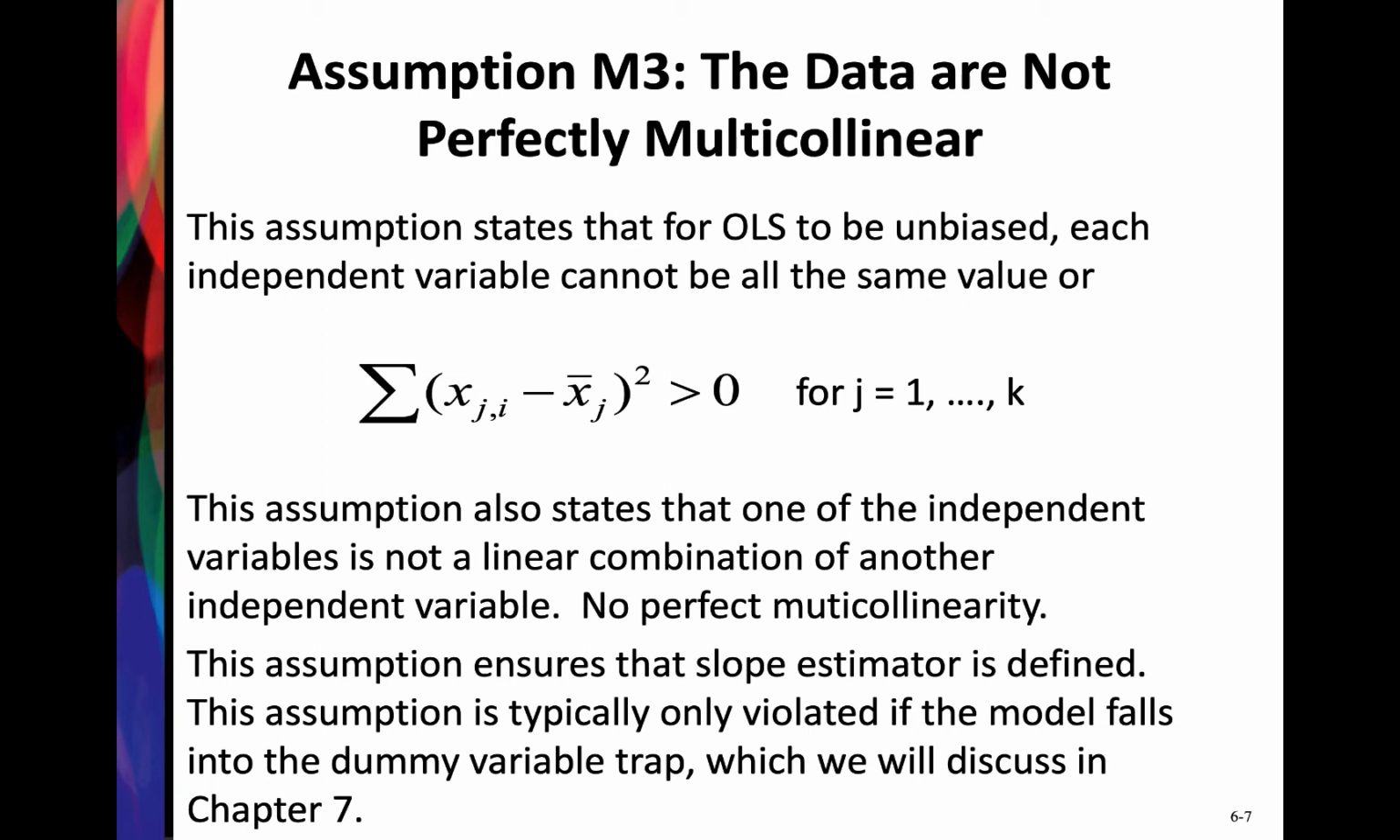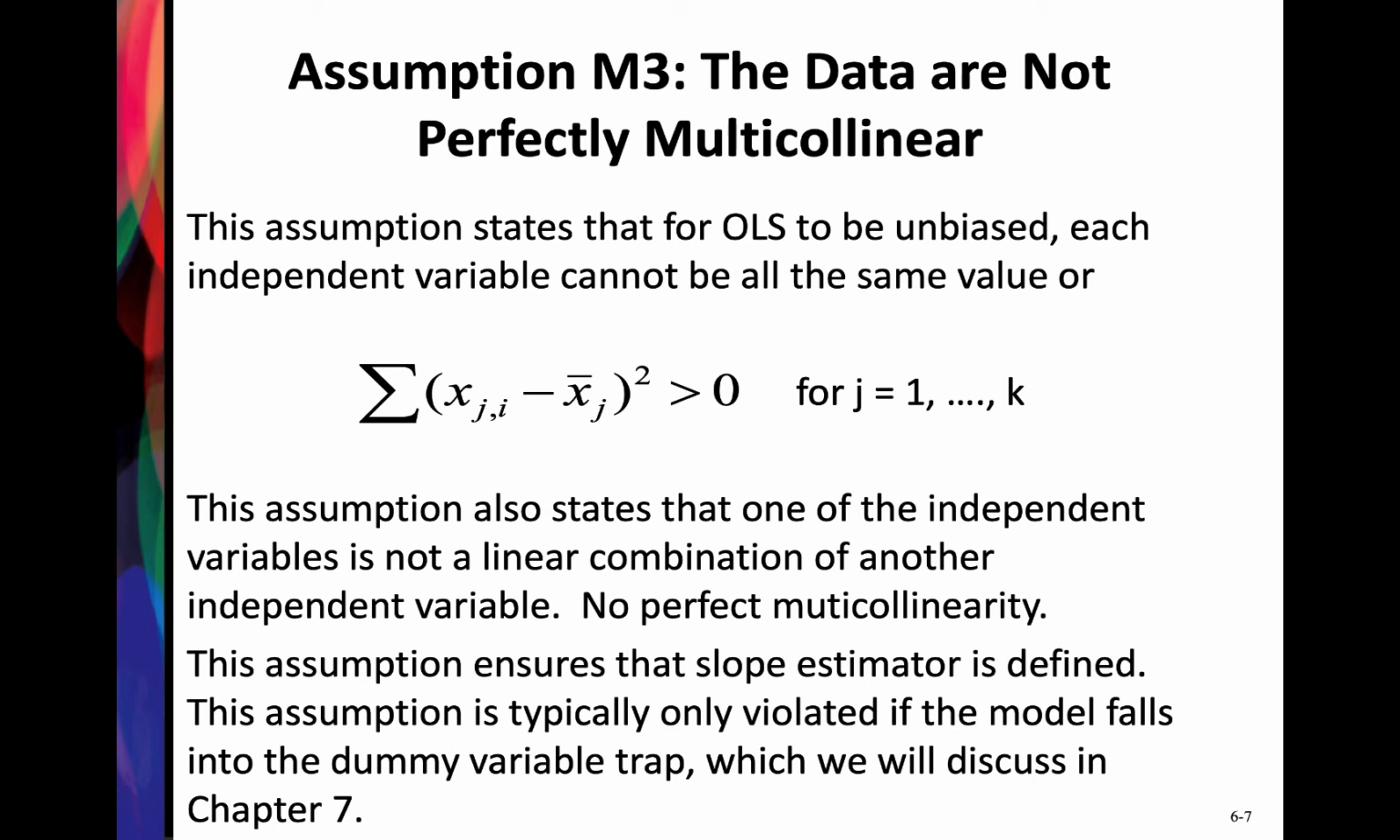The one additional component that this assumption has that simple linear regression doesn't have is that we need the independent variables to not be a linear combination of another independent variable. So in other words, no perfect multicollinearity. And this assumption ensures that the slope estimator is defined, or our X prime X matrix is invertible for those of you like me who like matrix algebra.